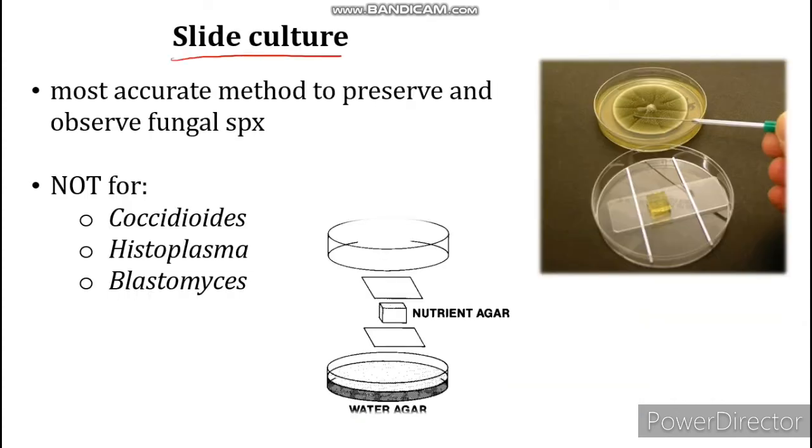Next, you have your slide culture. Your slide culture is the most accurate method to preserve and observe fungal species. But this is not commonly used in the laboratory because, one, this is dangerous. Once you grow a fungal species, its growth will not stop unless you have proper disposal of it. So, the setup would be, this is your plate, you put water in it. Then you place a stick, and the nutrient agar sits between two glass slides or cover slips, and you cover it. The mold will start here, and then grow until it looks like this.